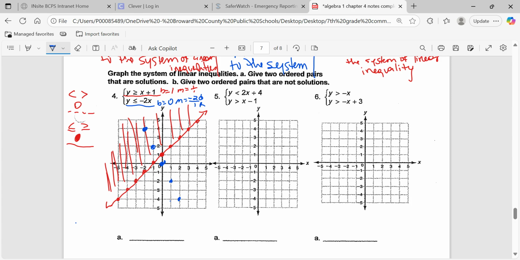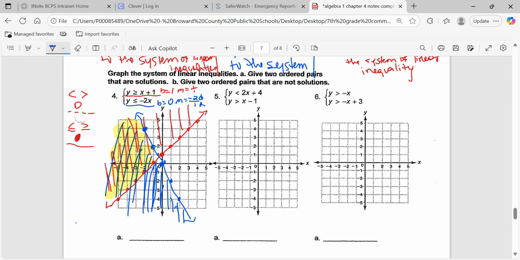It's going to be good if you use two different colors so you can see exactly where it overlaps. So again, I look at my sign. This is less than or equal to, so I know there's going to be a solid line. And then because y is less than or equal to negative 2x, I'm going to shade everywhere down below that line. So everything below the line goes. Now I should see that my solution is going to be over here in this region where the blue and the red cross over.